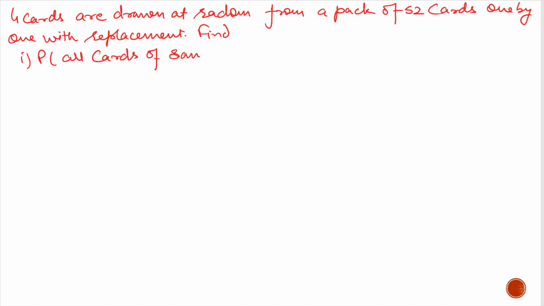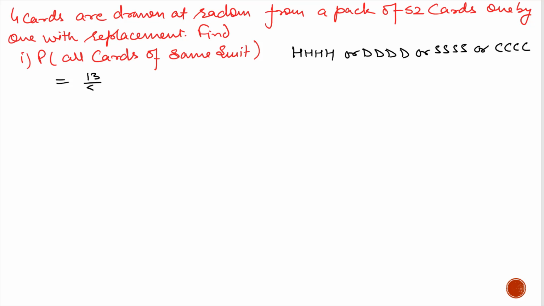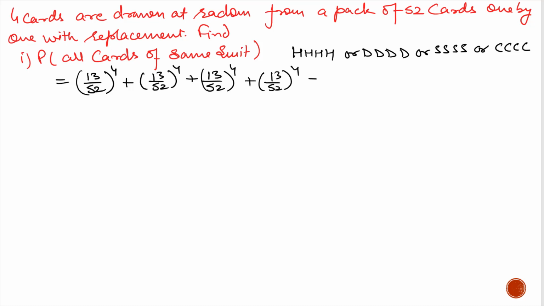When we talk about suits, we have 4 suits: heart, diamond, spade and club. So either all 4 cards of heart or diamond or spade or club. So the required probability of all heart is (13/52)^4, plus probability of all diamond is again (13/52)^4, and so on 4 times. So the required probability is 1/64.